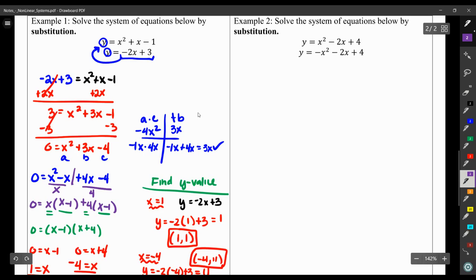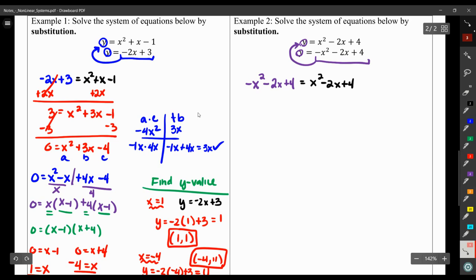We're going to use substitution because, again, I have two y's by themselves, so we're going to replace this here at the top. You could also use this and replace the bottom. It really doesn't matter which direction you choose to go. You're going to get the same answer either way. So negative x squared minus 2x plus 4 equals x squared minus 2x plus 4.